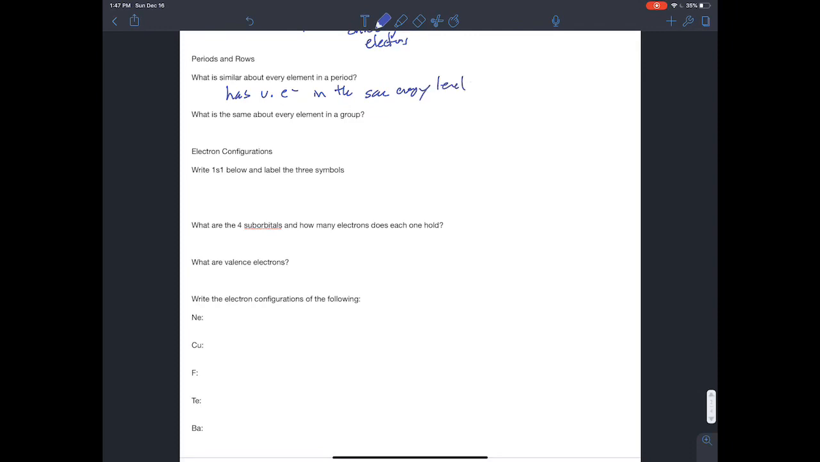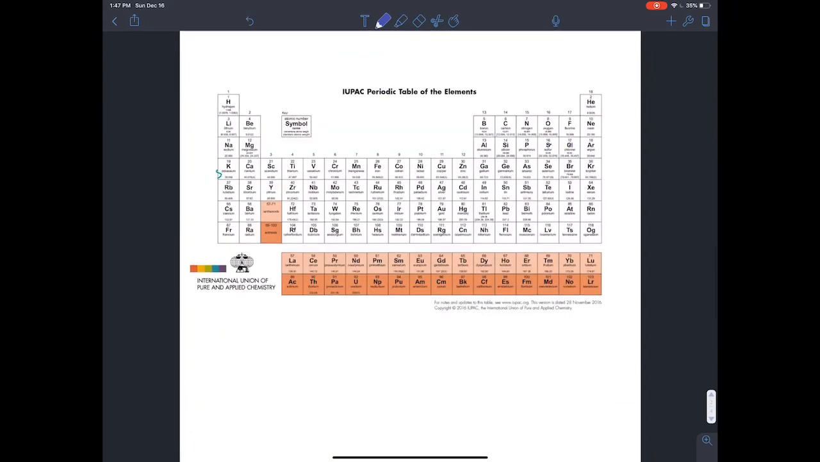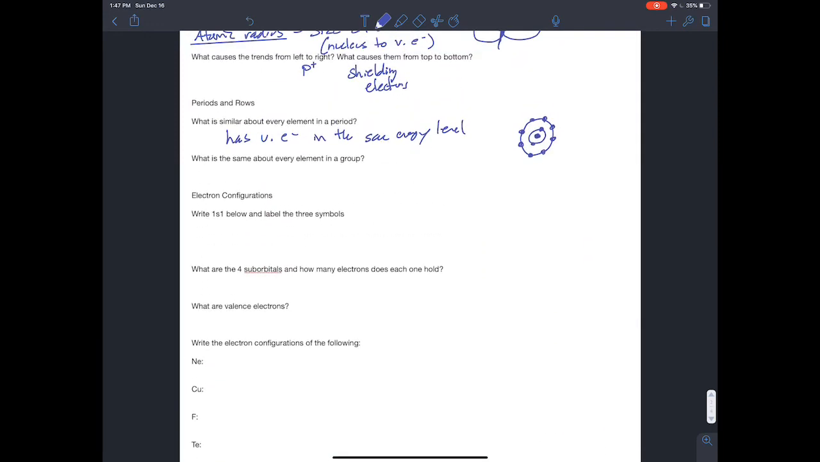Okay, so if you're in the first period, 1s1, 1s2, second period, 2s1, 2s2, 2p1, 2p2, 2p3, 2p4, 2p5, 2p6. This is a full second energy level, but as I was doing that, we were just going from lithium to beryllium, to boron, to carbon, to nitrogen. Okay, we're going across like this within the same period, but we're adding electrons to the same energy level. Okay, so the valence electrons are in the same energy level for any atom in any given period.